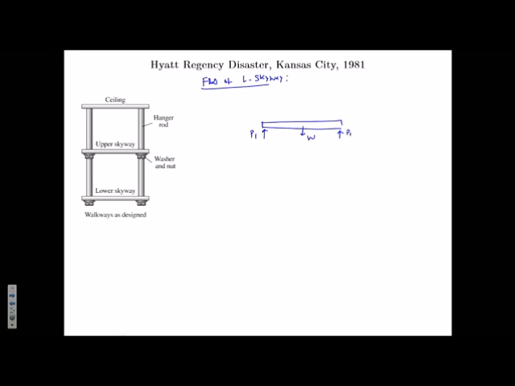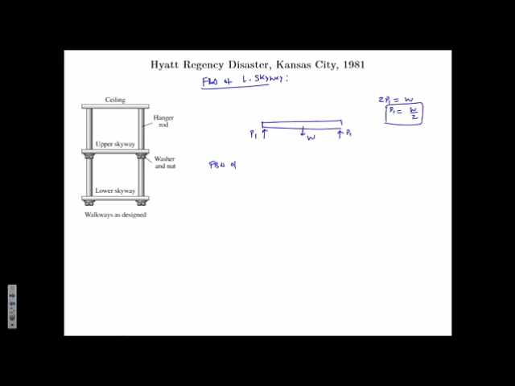And since this whole thing is symmetric, there is no reason to assume that the 2 end reactions are going to be any different from each other. So let's just assume they are both P1. So if you do the analysis on this, we can see that 2P1 should be equal to W. If this is an equilibrium, then all the forces have to be balanced. So all the upward direction forces should be same as all the downward direction forces. And that gives us P1 equal to W by 2. Right? No problem.